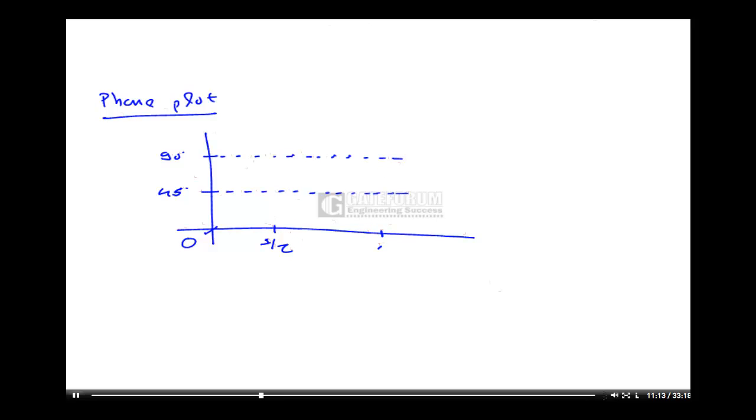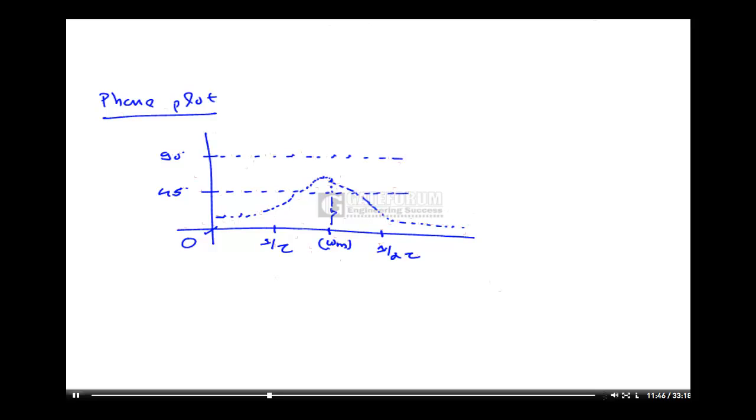Zero, one pole, okay. The phase will increase somewhere between these two. That means at this point the phase will be maximum. After this, it will again decrease.